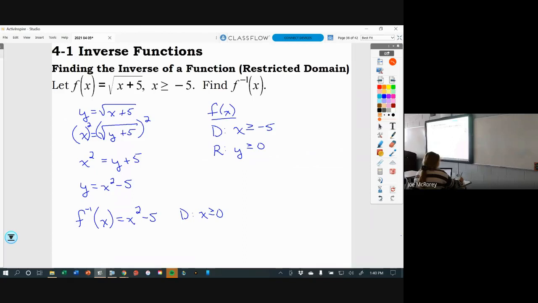So wait, the range would be x is greater than... It can't be x. The range is always y. Okay. y is greater than or equal to -5. But again, for the purposes of this problem, the answer, the inverse, is f inverse of x is x squared minus 5, where x is greater than or equal to 0. So that is the inverse. The other stuff is just extra information to let y'all know where it came from.